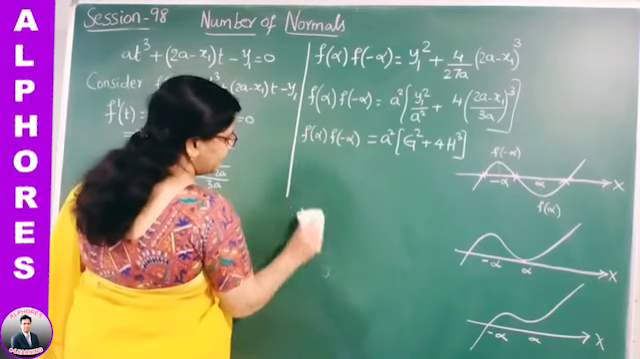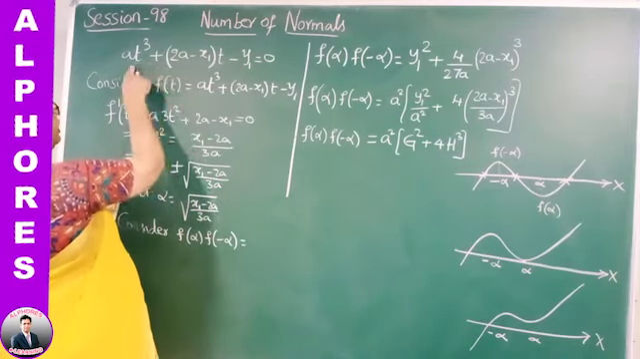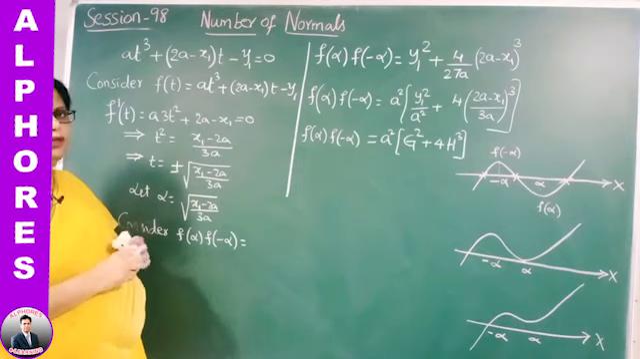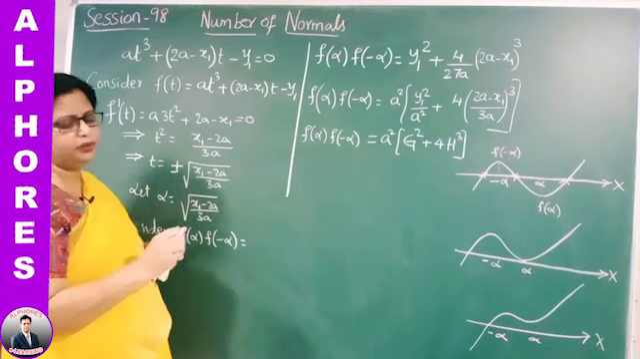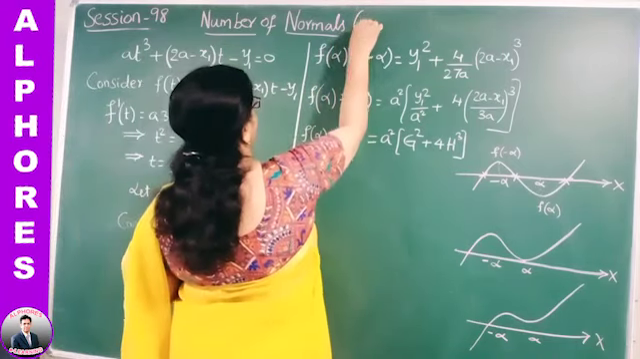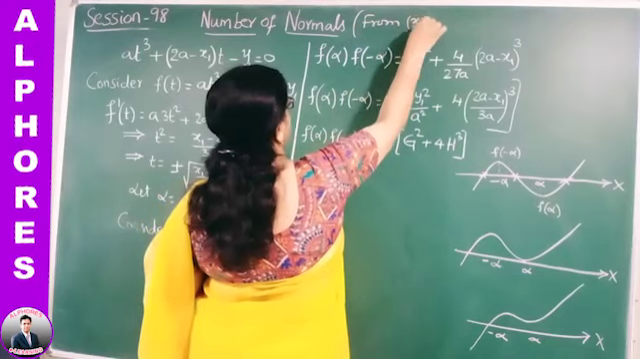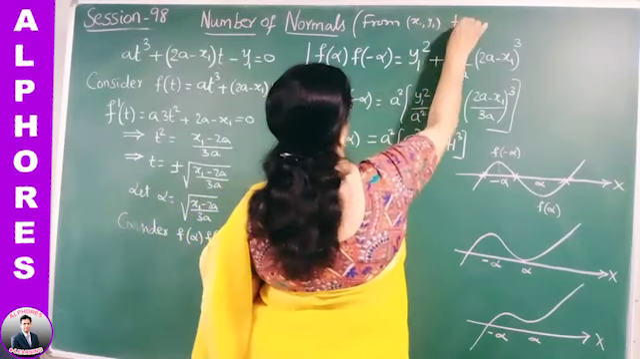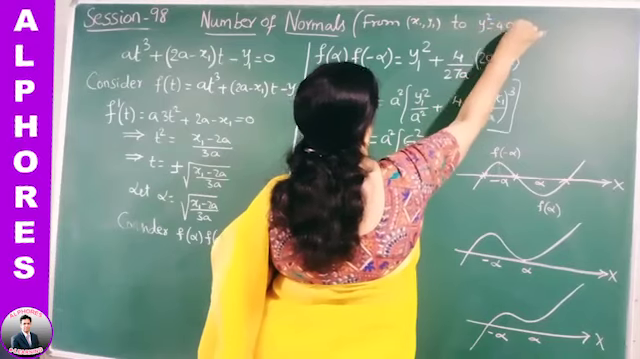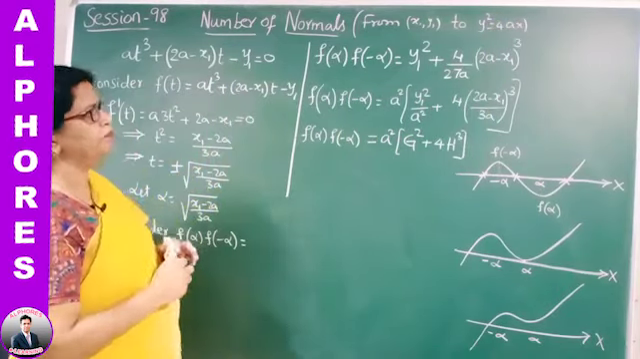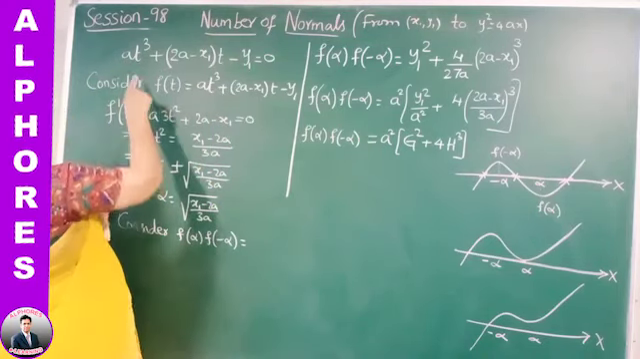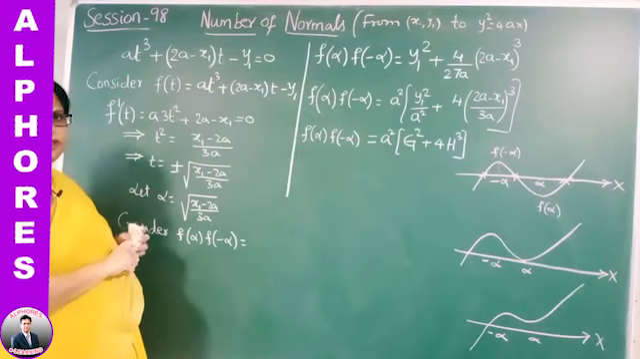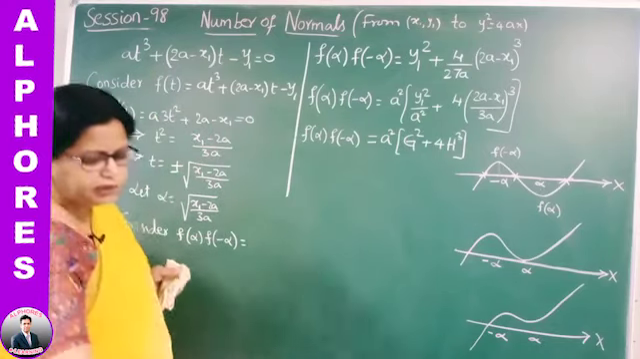For that purpose we have taken the equation of the normal, and it is passing through (x1, y1). So from a point (x1, y1) to a parabola y² = 4ax, how many normals are we taking? First this is our equation, all of you know, many times we have used this one. Once you got this equation from the normal equation, with the normal passing through (x1, y1), you got this kind of equation.